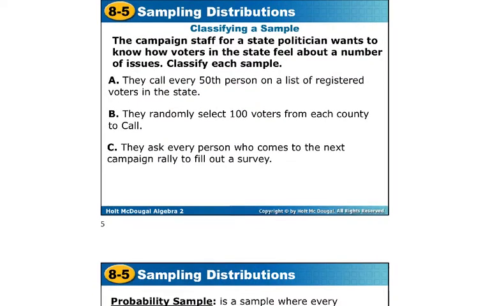So we've got classifying a sample here. The campaign staff for a state politician wants to know how voters in the state feel about a number of issues, and we're going to classify each sample that they are using to get this information. The first one is they call every 50th person on a list of registered voters in the state. And that one, as we learned in our definitions before, is going to be a systematic sample, because again, you've got that every 50th person, you've got that system going. The next one, they randomly select 100 voters from each county, so this is the one where they're broken into groups, and then from each group they are selected. So this is a stratified sample.